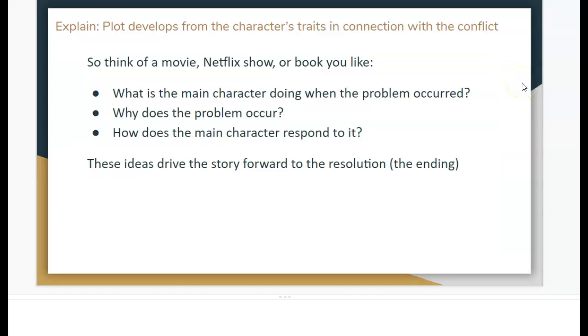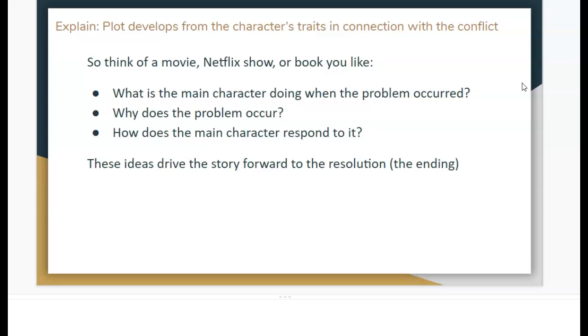So let's look at this. Plot develops from the character's traits in connection with the conflict. So how did the character respond to the conflict? You know, what was their motivation for moving forward from one point to the next, from beginning to middle to ending? How do they react when the conflict happened?